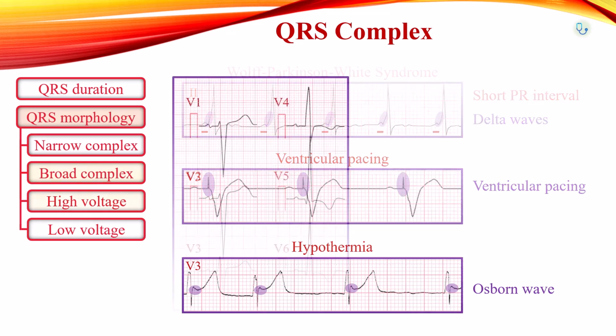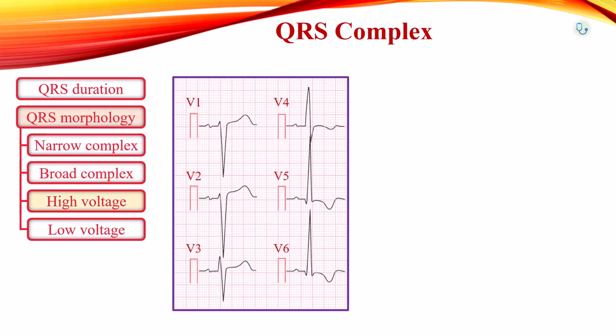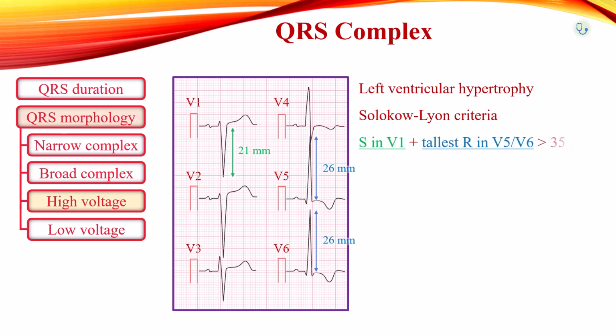High QRS voltage is often seen in left ventricular hypertrophy, but may also be a normal finding in slim or athletic individuals. There are multiple voltage criteria for left ventricular hypertrophy. The Sokolow-Lyon criteria is commonly used. In left ventricular hypertrophy, the sum of the depth of S wave in V1, and the height of tallest R wave in V5 or V6 is greater than 35 mm.